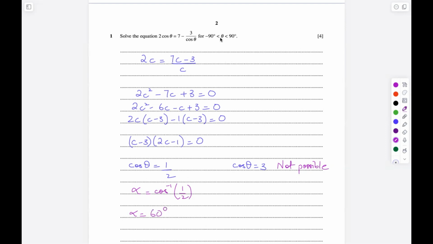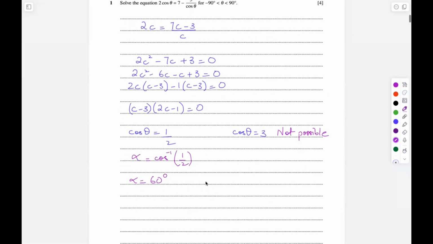Now, as the values of theta are from minus 90 to positive 90, we might also have to find a negative angle. We know that cos is positive in the first quadrant, so we'll make the basic angle 60 degrees. When finding the positive angles, we measure the angle anti-clockwise from the positive x-axis. So the first angle for theta will be 60 degrees.